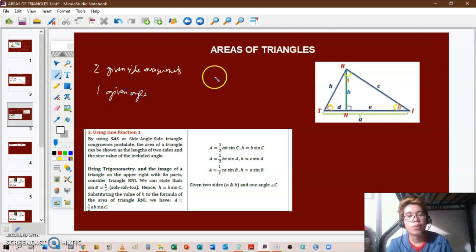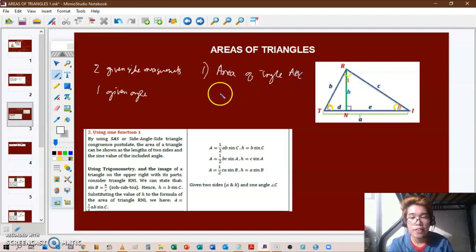Let's say you're being asked to find the area of a triangle ABC, given that side AB is equal to 15 centimeters, side BC is equal to 17 centimeters, and the angle ABC. So we have AB, and then we have BC.